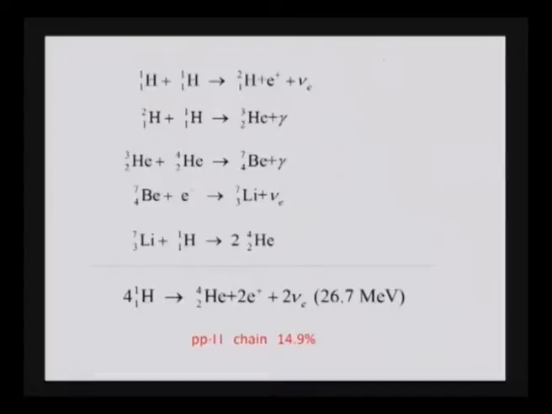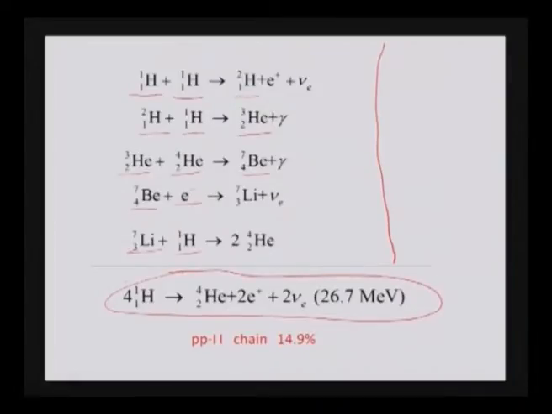And from there we know that these are the numbers. So, that 14.9% process I have collected in one place, starting with proton and proton making deuteron, that making 3He, combining with 4He, that combining with this electron, and finally that combining with this proton, and the end result is the same. The end result is 4 protons making a helium nucleus, 2 positrons and 2 neutrinos, the same as what we considered in the PP1 chain. Now, this whole process is known as the PP2 chain.